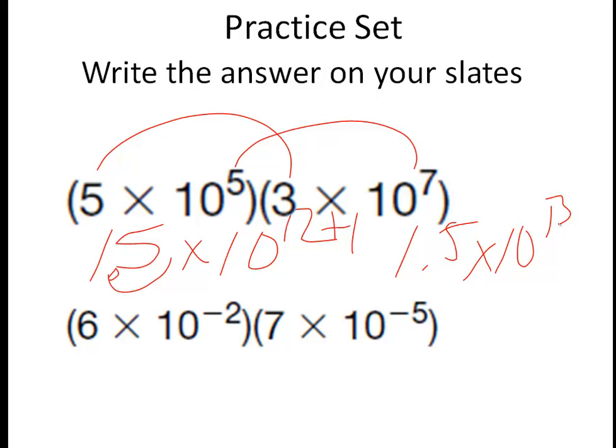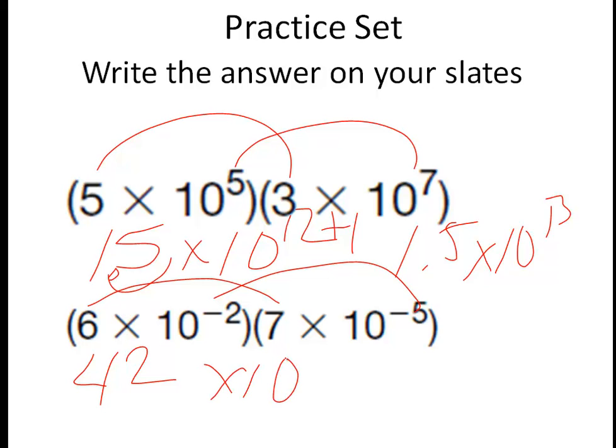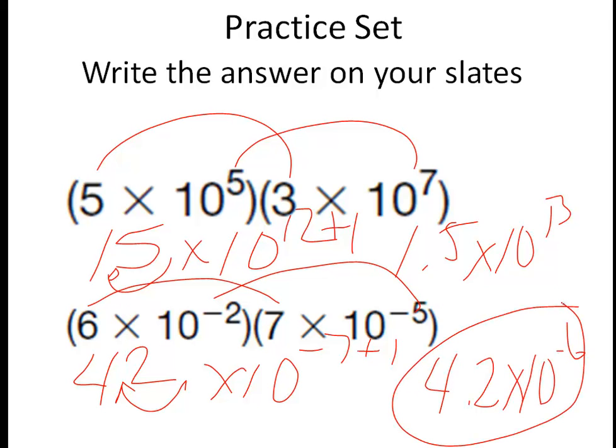Start up the video. Okay, I've got 42, because I multiply those two together. I add those two exponents together, so I get times 10 to the negative 7. But I've got to get this in scientific notation. That gives me a plus 1. So I've got 4.2 times 10 to the negative 6. And that would be my answer there.